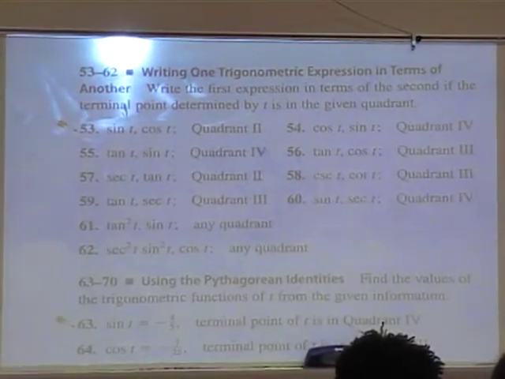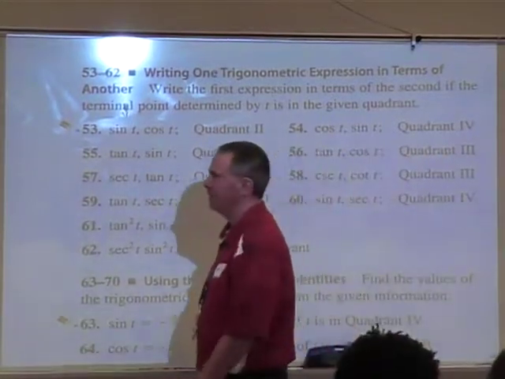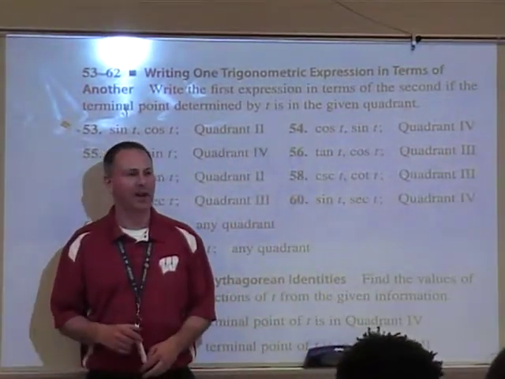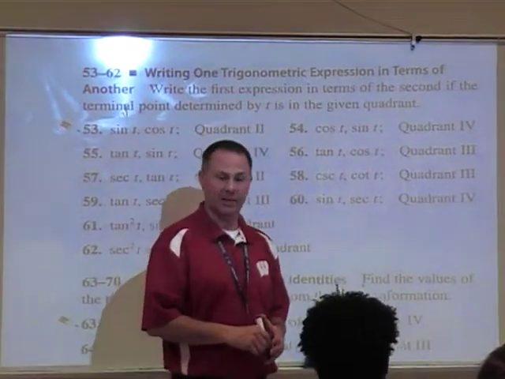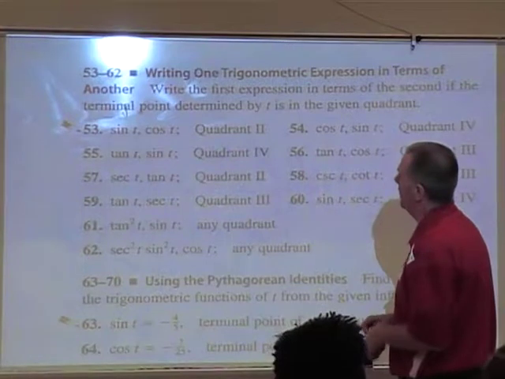Now the hard part. Now you need those formulas. Pythagorean identities. Those theorems. Okay, let's take a look at 53.